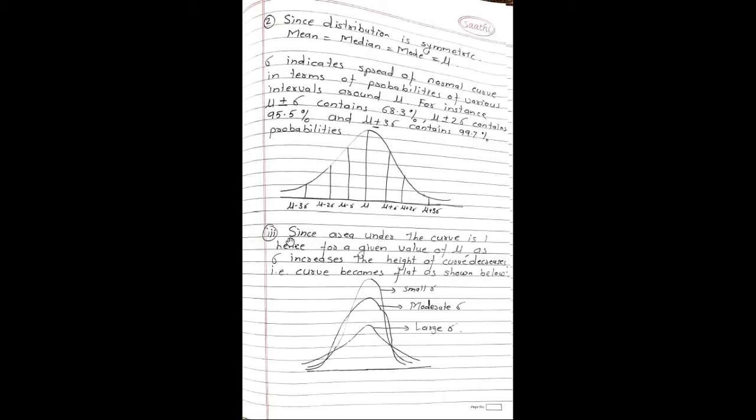Next property, since area under the curve is 1, hence for given value of mu, as sigma increases, the height of curve decreases. So that is, curve becomes flat as shown below. So this is the normal curve. Small sigma, the height is maximum. Moderate sigma, the curve is in the middle part, and large sigma, the curve is flattened.